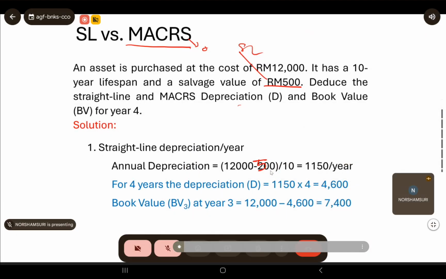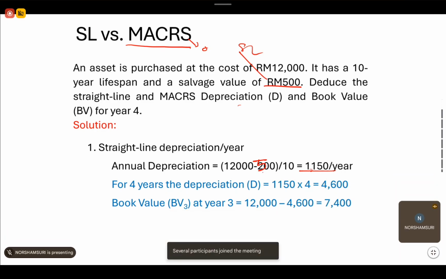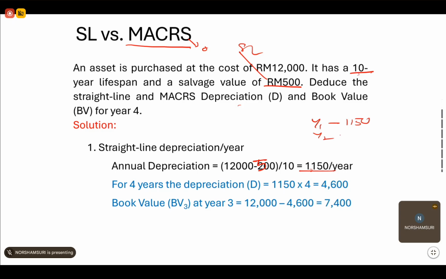Yeah, this one is the concept. Okay, this one is correct. Okay, so this one is correct. 11,500. The only thing is this one is 500, divided by 10. So this is the salvage value. And then, for example, the lifetime is a 10 year lifespan, so year one, year two. So year one is 1150, and then year two 1150, something like that, and so on.